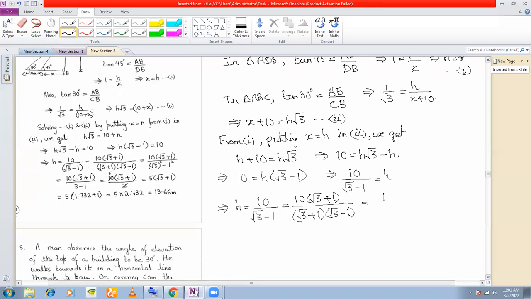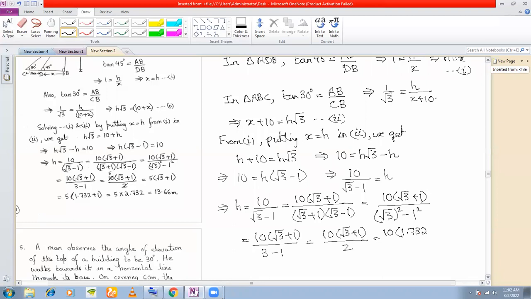Okay. So this will give you 10 times (root 3 plus 1) by (root 3 square minus 1 square), which will give you 10 times (root 3 plus 1) divided by 3 minus 1. So it will give you 10 times (root 3 plus 1) by 2. Now you can cancel here, or better still, even if you don't cancel, you can do it directly also. You can substitute the value of root 3 as 1.732 plus 1, divided by 2.